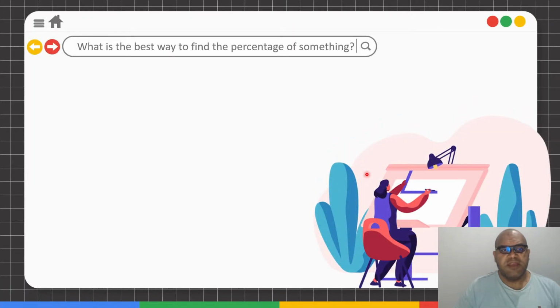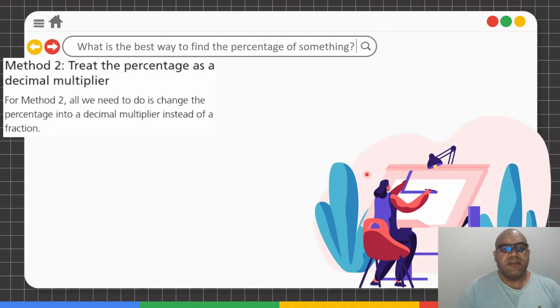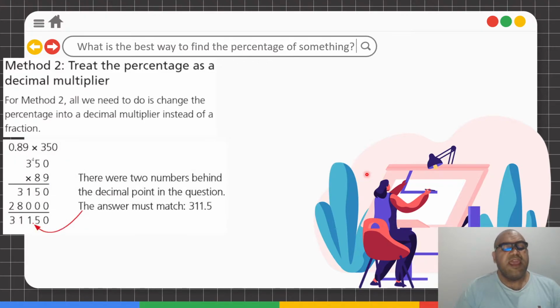Method number 2, guys, let's talk about treating the percentage as a decimal multiplier, okay? All we need to do is change the percentage into a decimal multiplier instead of a fraction. Great. Right now we are multiplying it as a decimal. Very easy. Attention over here. 89%, as you remember, is 0.89 in decimal. And how do we do it? Just multiply as we learned.